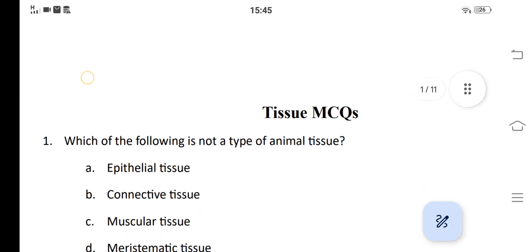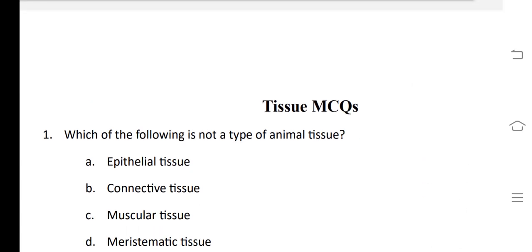So today we are going to discuss some questions on tissue. That is an important chapter for class 9 as well as for class 11 and 12th.